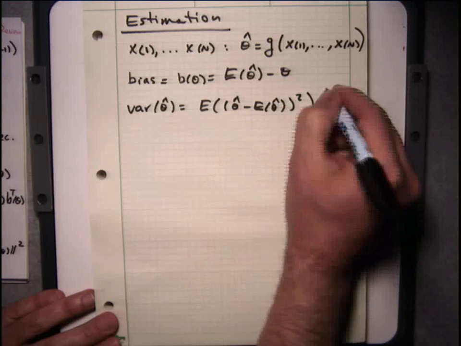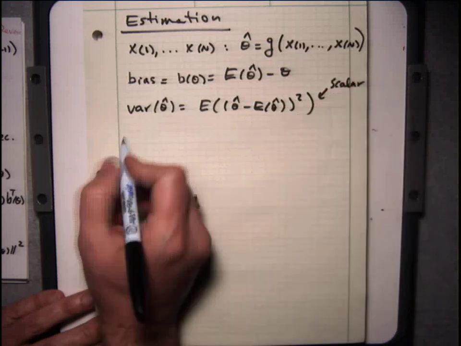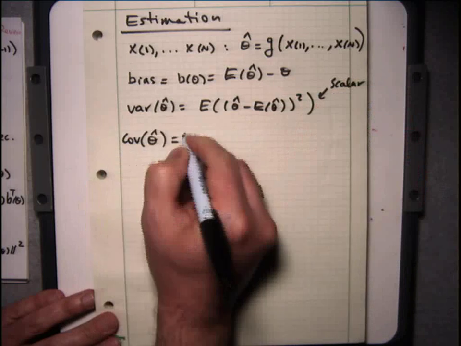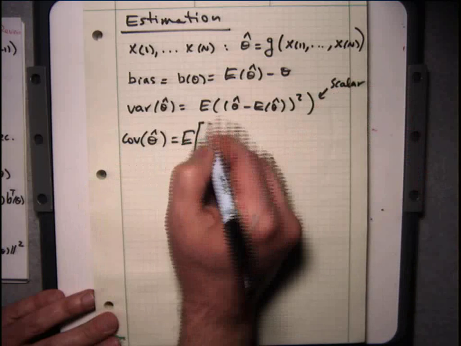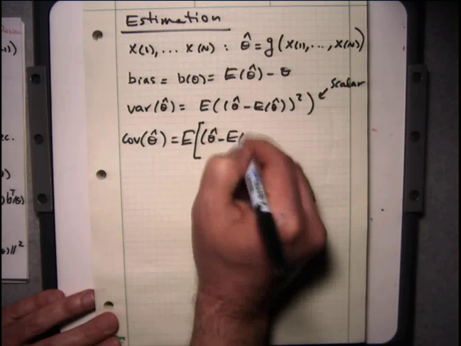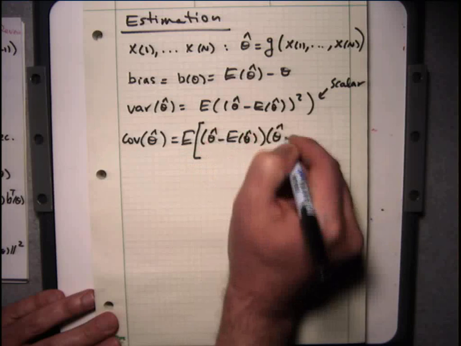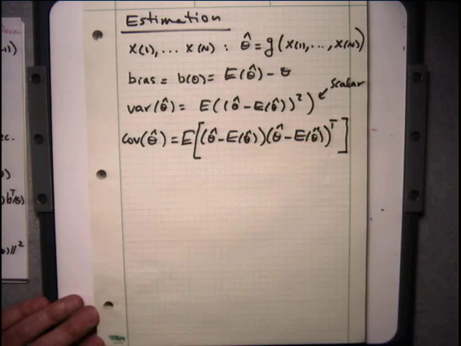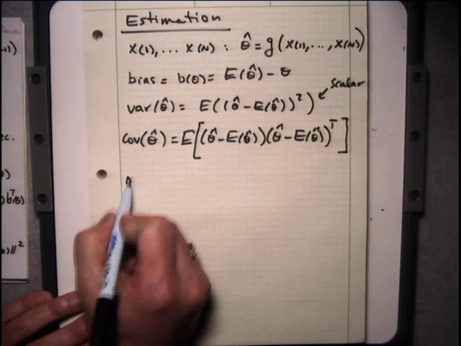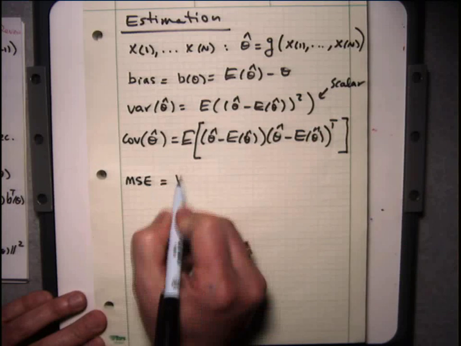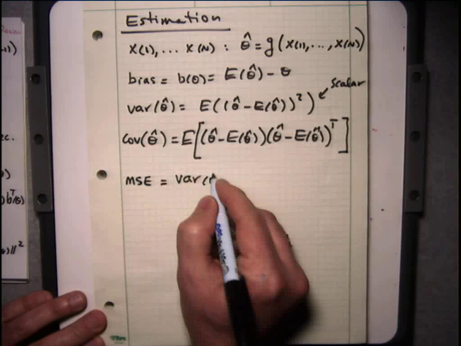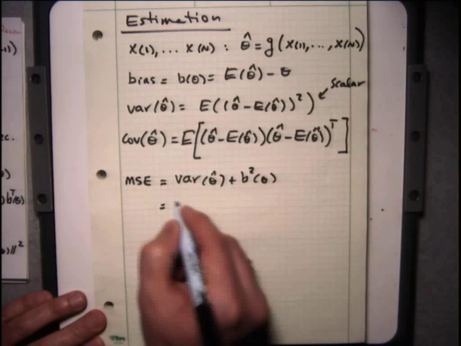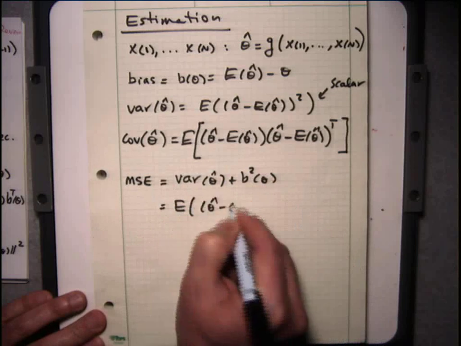This is in the scalar case. And in the vector case, when you define a covariance, it's the expected value of theta hat minus E of theta hat, times theta hat minus E of theta hat, transpose. Okay? And so the mean squared error, in the scalar case, is the variance of theta hat plus the square of the bias, or by definition, the expected value of theta hat minus theta, squared.